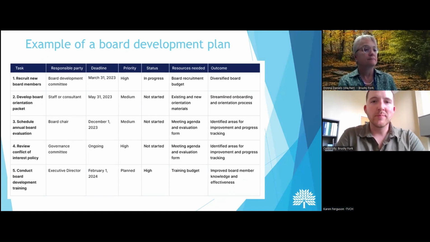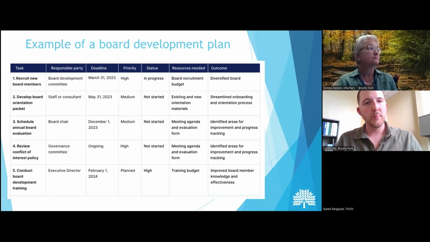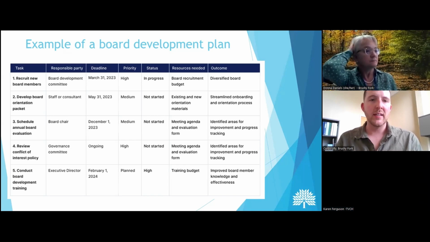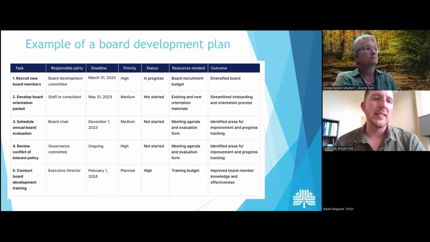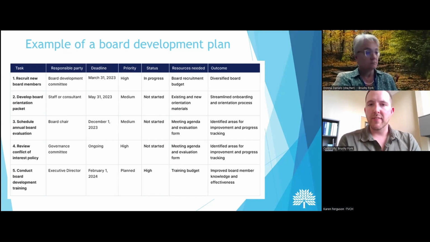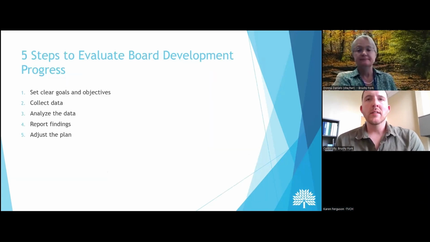And so pretty straightforward here, but I'll just explain what you're looking at. In the leftmost column is tasks of the board development plan that the board would have decided on based on what we've just talked about for a number of reasons. And then who is responsible or who is assigned for each task, what the deadline for that is, if there is one, priority level, status, so where is it in progress, and then resources needed to achieve that task, and then lastly, the outcome.